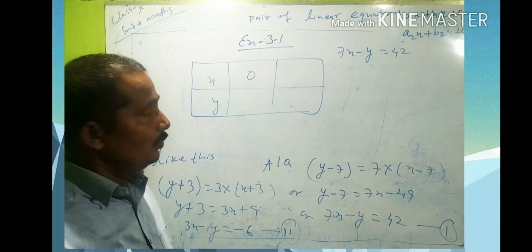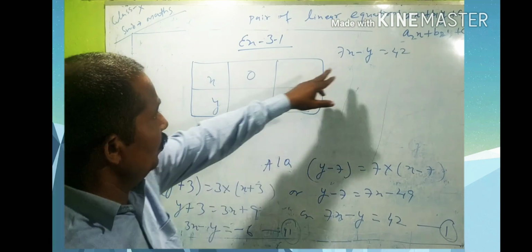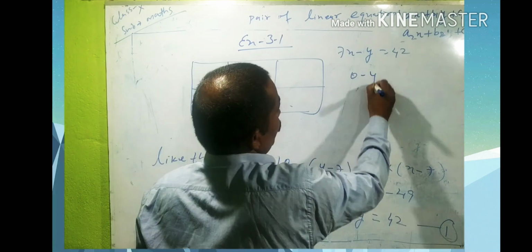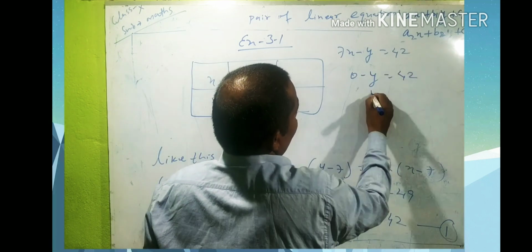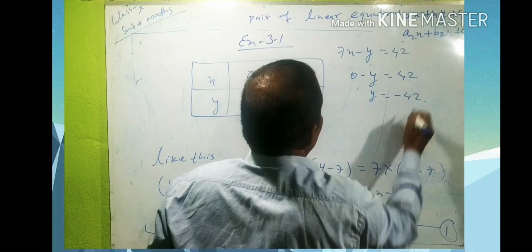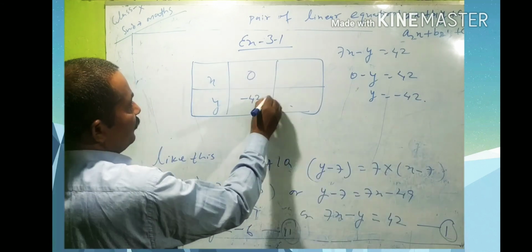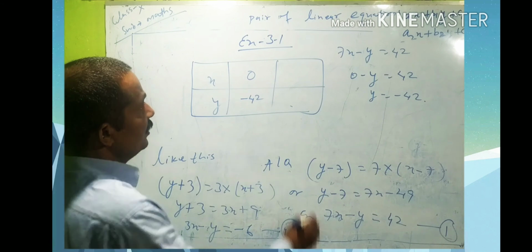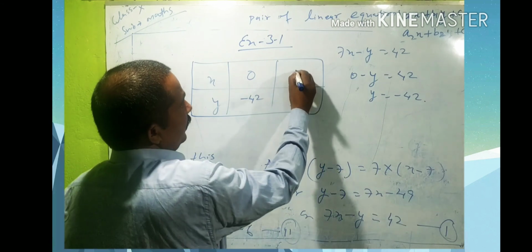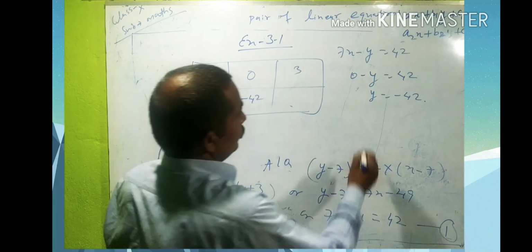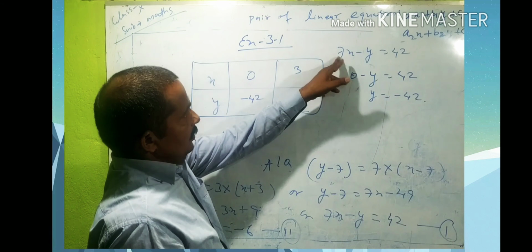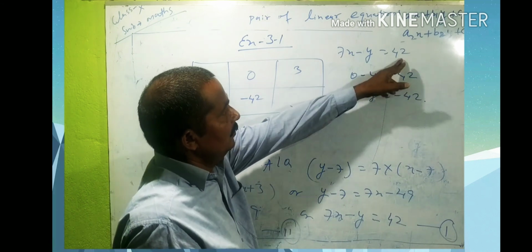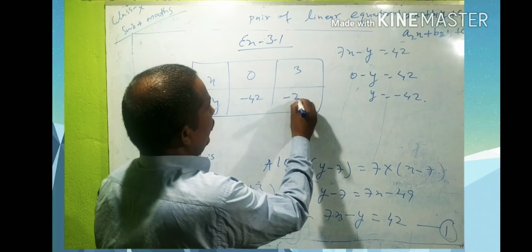If x is equal to 0, then what do you see here? 0 minus y is equal to 42, so y is equal to minus 42. Then you suppose another number for x, like 2 or 3. Then 7 times 3 is 21. We will subtract here 21, so minus 21 will be there.